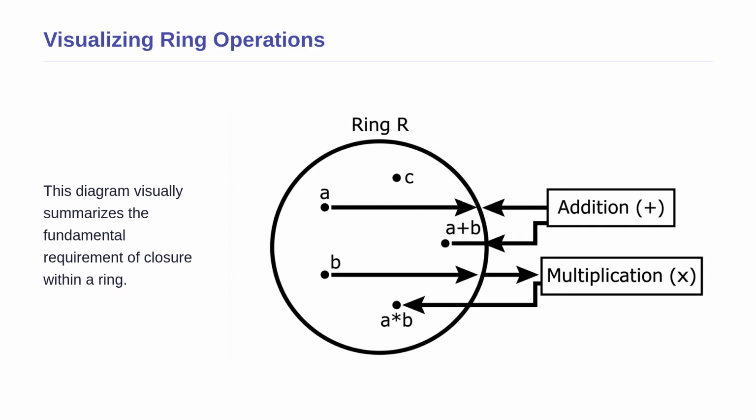Notice the arrows pointing from these elements into the addition and multiplication machines? The most important part of this diagram is where the output arrows go. They point directly back inside the large circle to A plus B and A times B. The system is completely self-contained, separating a true mathematical ring from a broken collection of numbers.